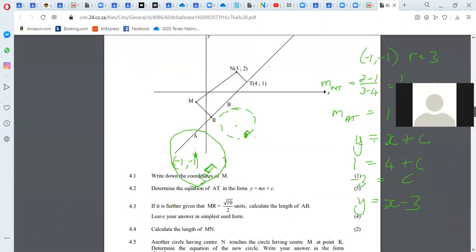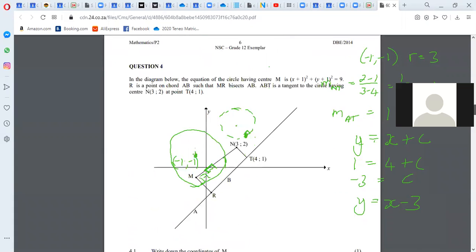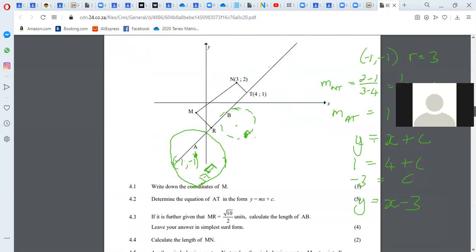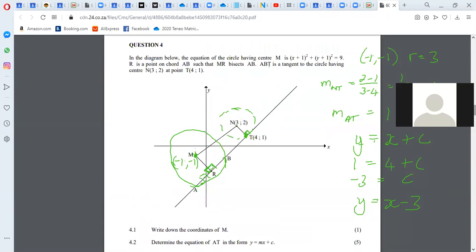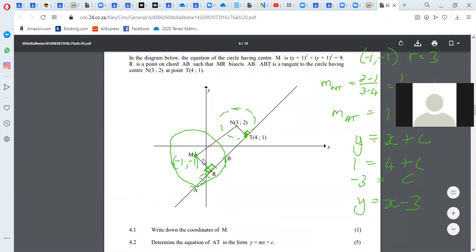Okay, if it is further given that MR equals root 10 over 2. MR is root 10 over 2. Calculate the length of AB. MR, okay, how am I going to get this right now?